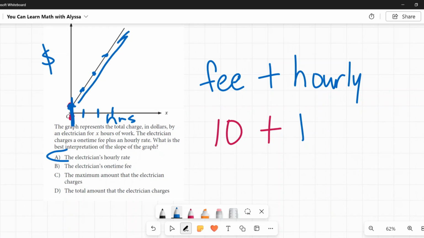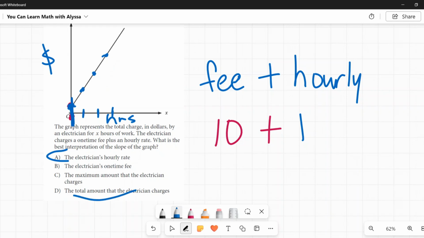C, the maximum amount that the electrician charges. No, if we're talking about the slope of the graph, how it's going up like this, it could go on forever. It has a possibility. If he worked for you for 1,000 hours, it keeps going. So that slope is not representing the maximum amount. There technically isn't a limit to the maximum amount he could charge.